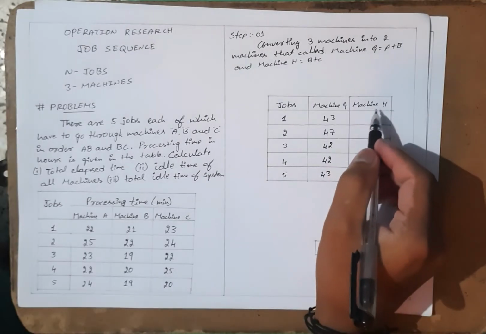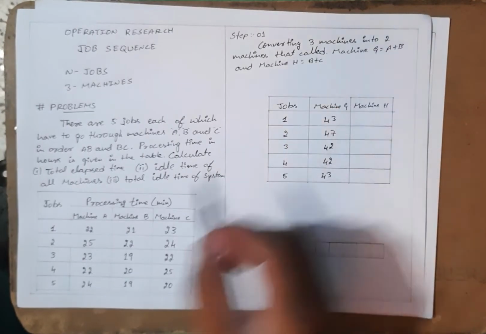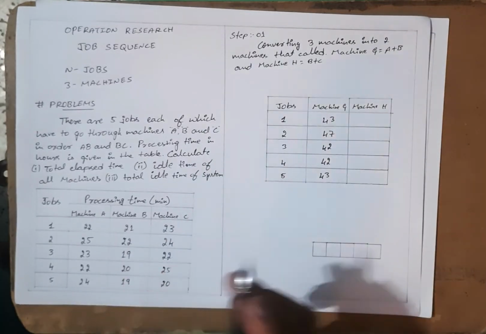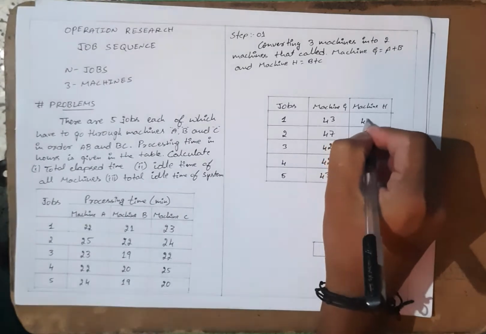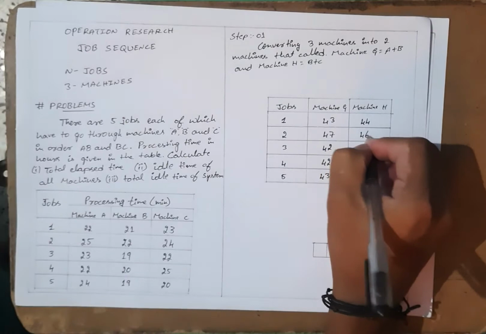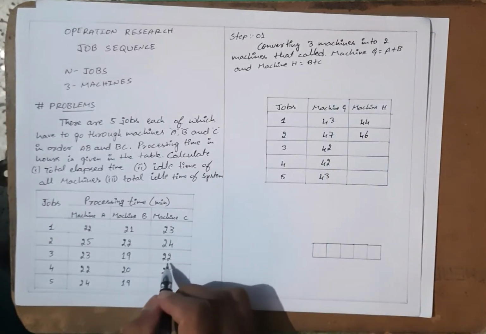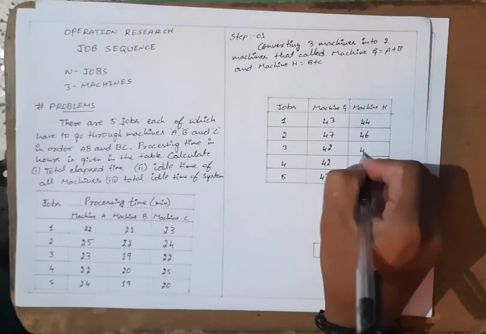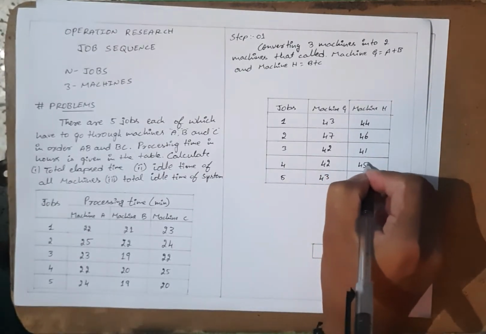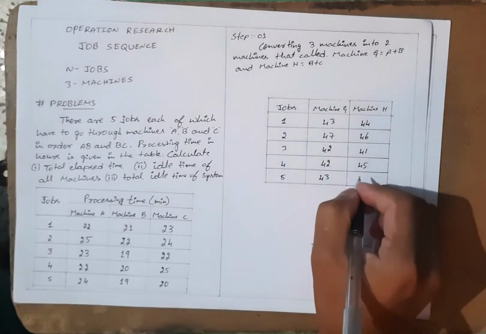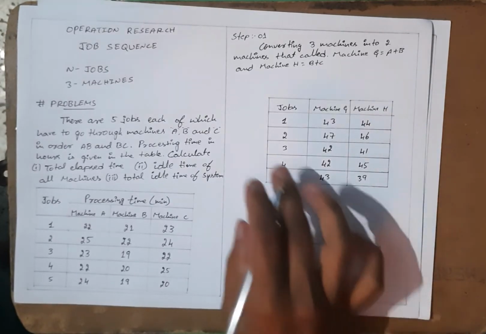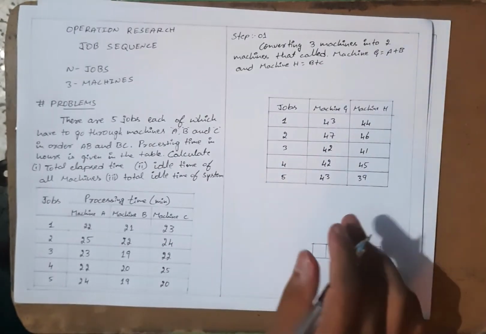Next, machine H, that is B plus C. 21 plus 23, 44. 22 plus 24, 46. 19 plus 22, 41. 20 plus 25, 45. 19 plus 20, 39. We converted the 3 machines into 2 machines.